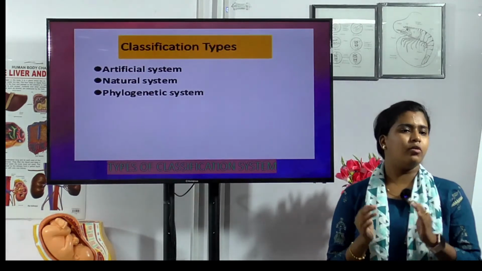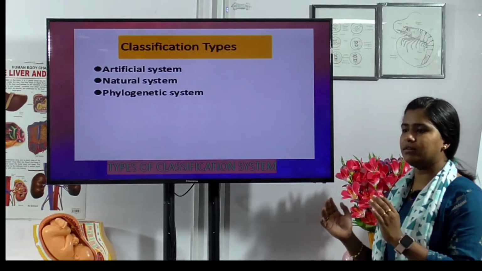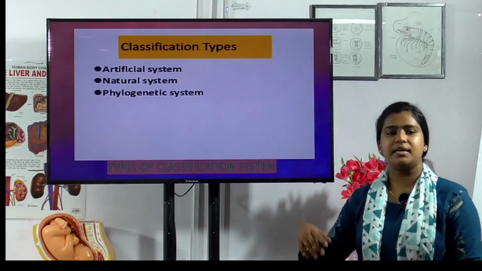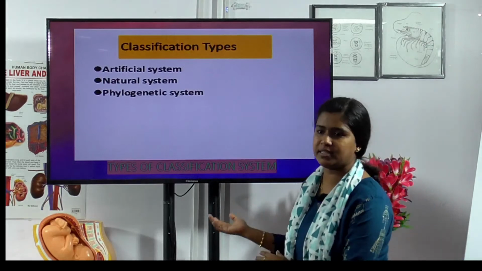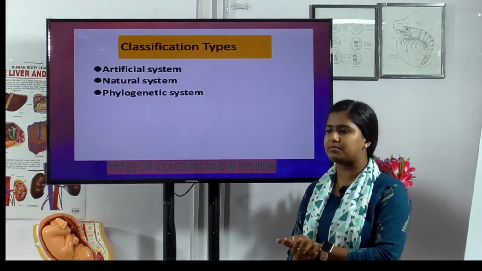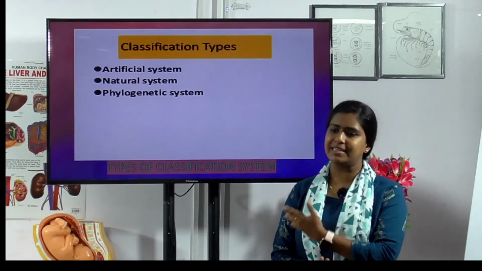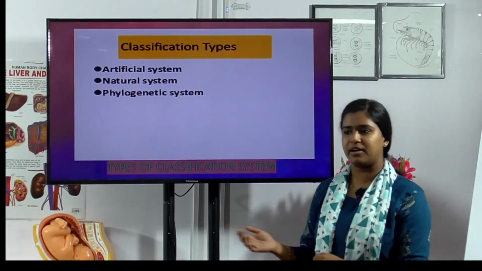The advantage is that only related groups can be grouped under this classification. And the disadvantage is the same: only related organisms can be grouped, so it is also a disadvantage. The advantage is that, and the disadvantage will be the same.